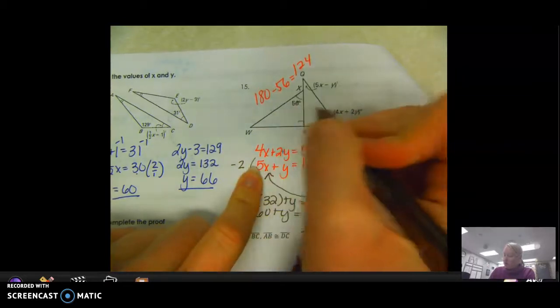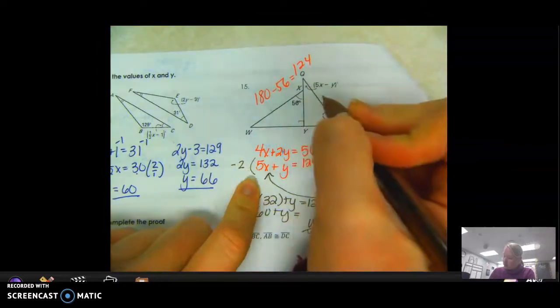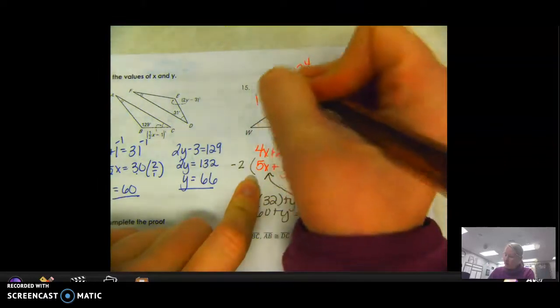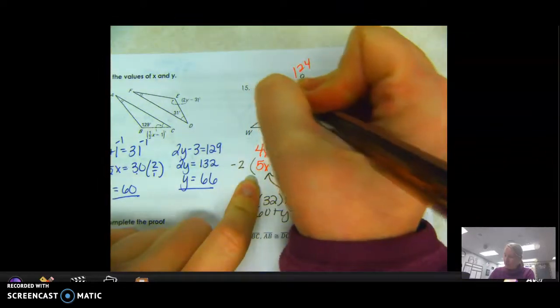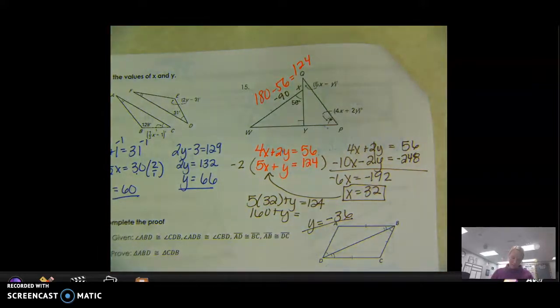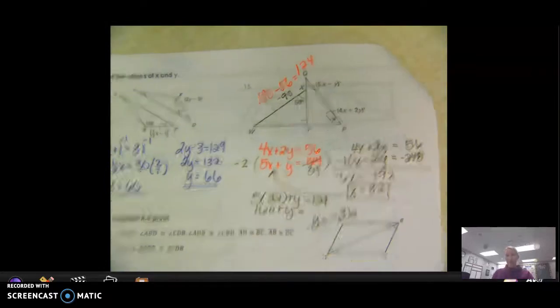Okay. I also know that this angle up here has to be what? Oh no, I did all this wrong. It has to be 180 minus 56 minus 90. So I'm going to do 180 minus 56 minus 90. So this equals 34. So my two equations, I'm going to redo this problem down here.